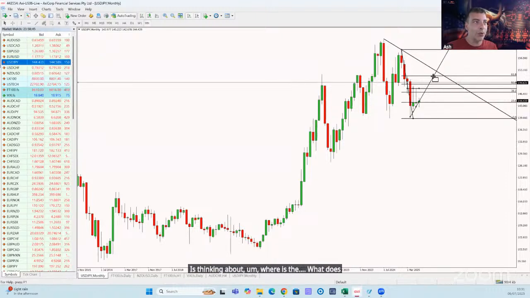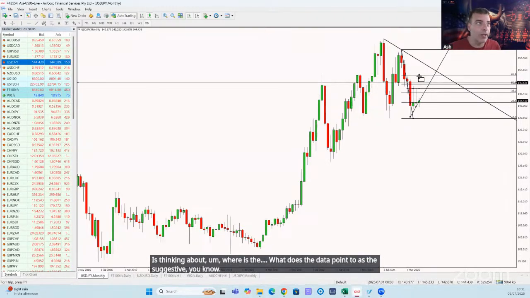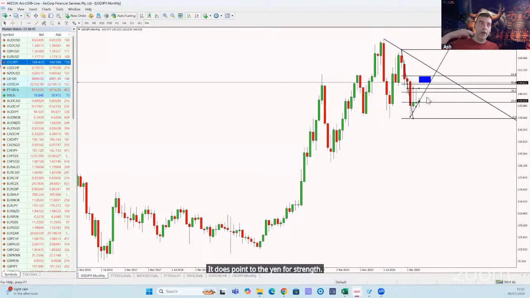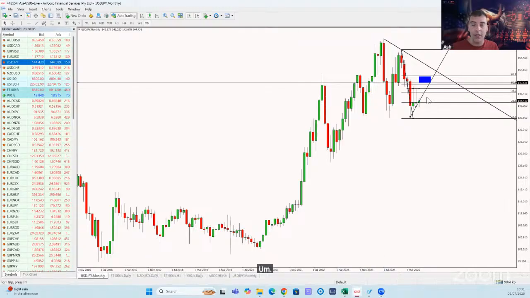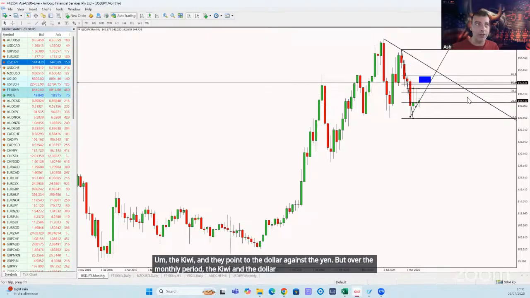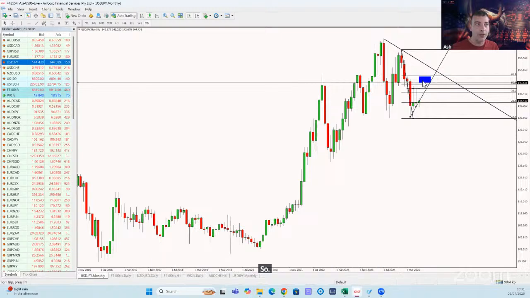I'm thinking about what the data points to as the suggestive strength and weakening of the currency market, and it does point to the yen for strength. Where does it point to weakness? Well, the seasonals point to the CAD this week, and they point to the Kiwi, and they point to the dollar against the yen. But over the monthly period, the Kiwi and the dollar really stretch up. So this would be of interest.